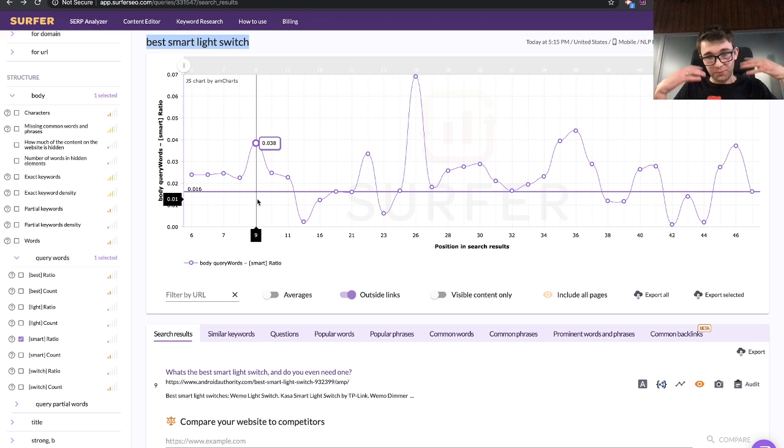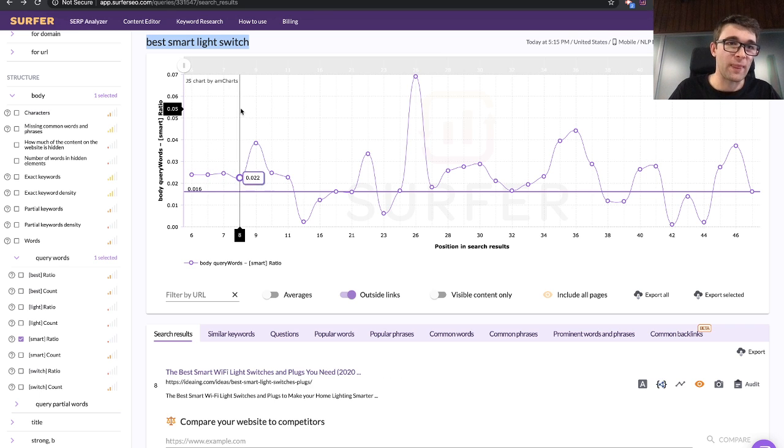So that's the main takeaway. That's a really quick win, because we just add smart and switch here and there and decrease the number of exact keywords. That was easy. That was the easiest example I had prepared for today.